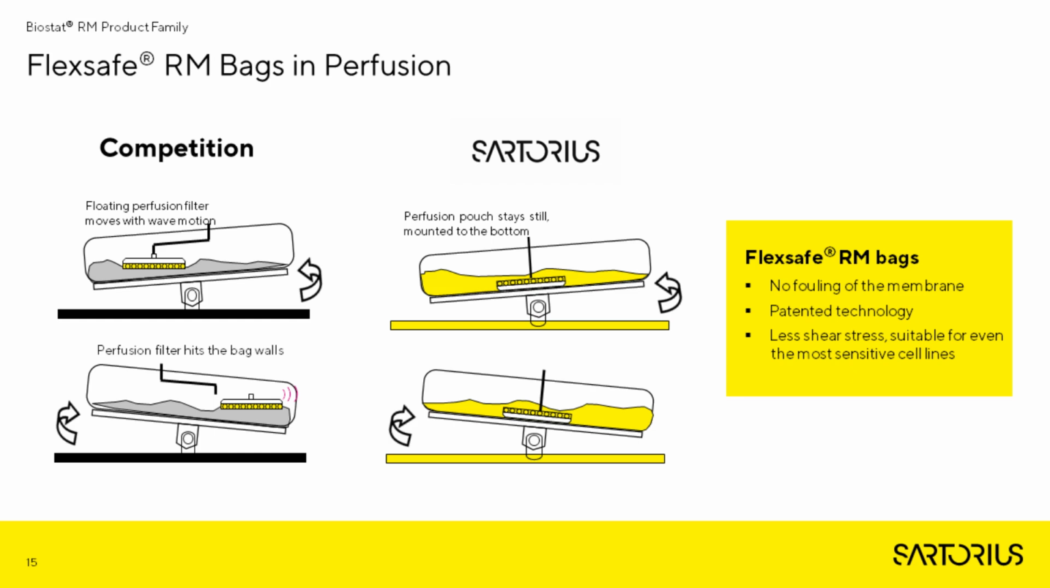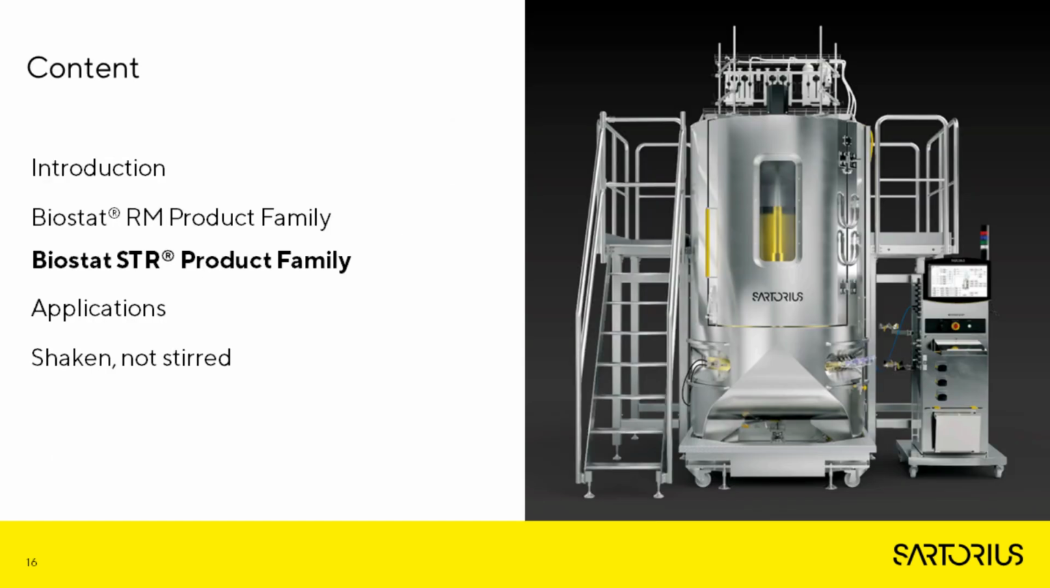Quickly, because perfusion is a high topic for our customers, our perfusion bags have a bound or sealed perfusion membrane on the bottom of the bag, and this is fixed. And with this, it is optimized for, or suitable for, even the most sensitive cell lines, because the perfusion membrane is not swimming in the cell culture medium and sometimes even pushing against the bag walls, which could add additional shear stress to the cells. So that's why our technology is patented exactly for these purposes.